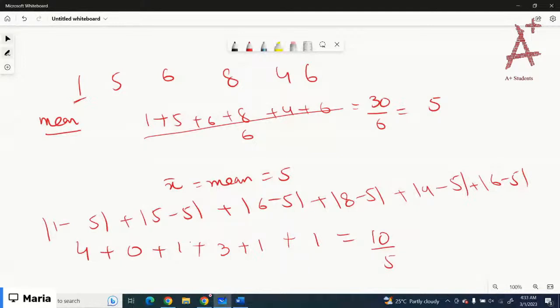10 divided by 5 is 2. That means the mean absolute deviation is 2.